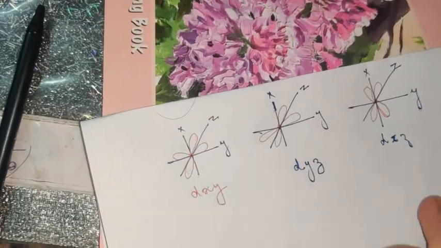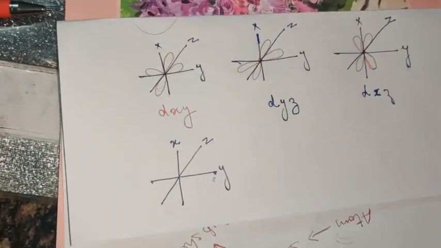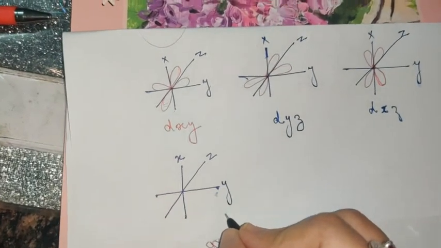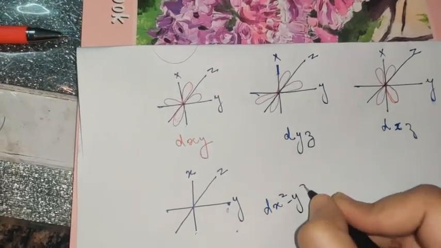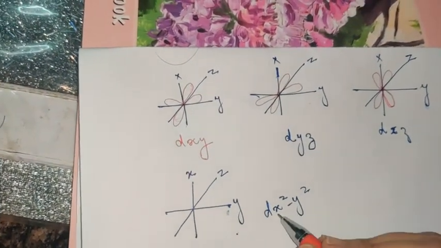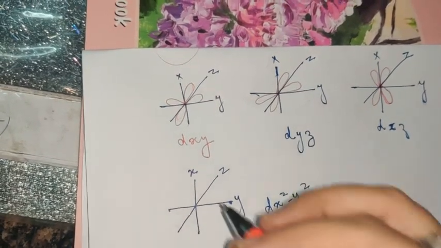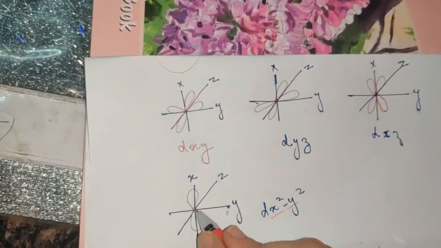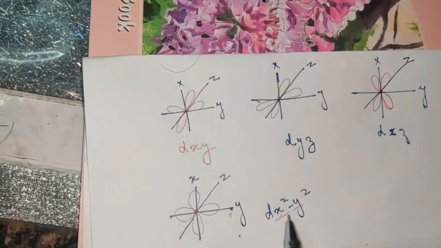Now coming to the fourth one. Again, children, we will make the three axes like this, and the next that we are about to plot is dx square minus y square, the fourth orientation. In this particular orientation, the lobes lie on the two axes which are mentioned here. First, you can see x is mentioned here, so you will mark the x square like this, and second is y, you will mark the y like this. Now this is very simple to plot. This is dx square minus y square.